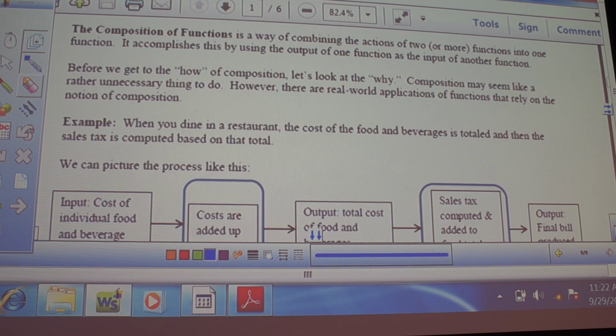Before we get to the how of composition, let's look at the why. Composition may seem like a rather unnecessary thing to do. However, there are real-world applications of functions that rely on the notion of composition.